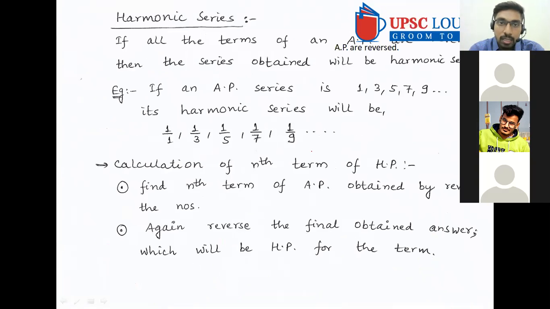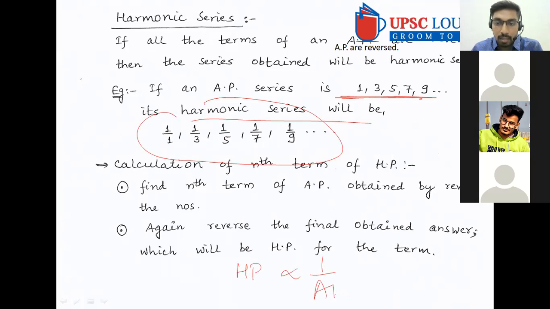Don't worry. After this, the harmonic series. I already told you that if the reverse of any sequence is in AP, then that series is known as HP, harmonic progression. So like this, if an AP series is 1, 3, 5, 7, 9, the harmonic series is just the reverse. So you can directly say that HP and AP are inversely related. Whatever the reverse of AP is, that will be HP, and whatever the reverse of HP is, that will be AP. Fine.